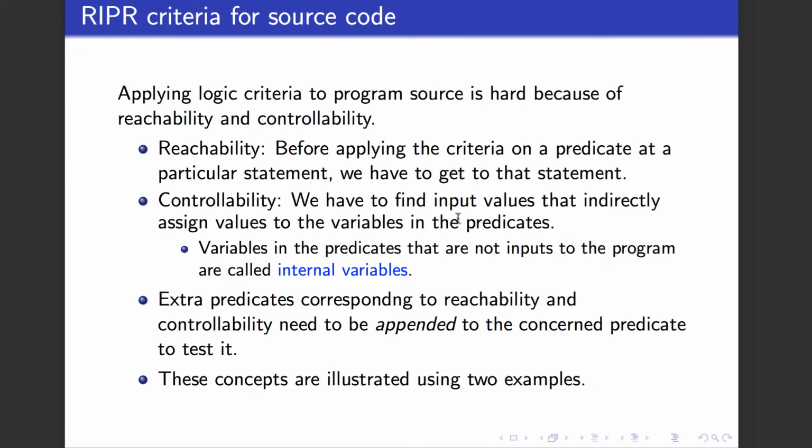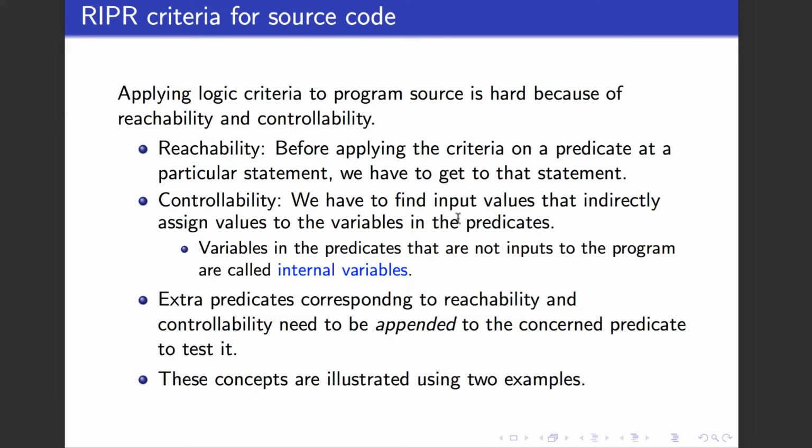In controllability, we have to be able to give input values in test cases that in some sense indirectly assign values to the variables that are present in the predicate. Let's say there is a particular predicate inside a program that uses all internal variables, and I want to test that predicate for predicate coverage.